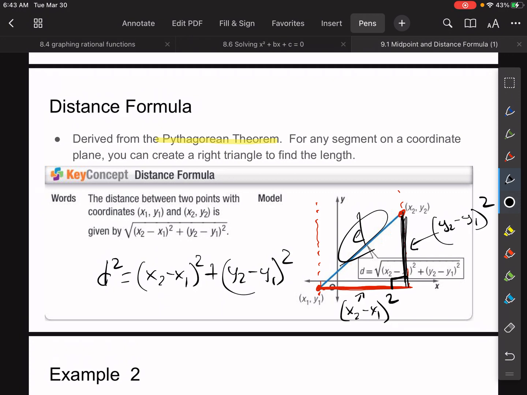So if I want to know what the actual distance is, I can take the square root of both sides, and there you have it. That is the distance formula right there. That's where it comes from. So here's the distance formula: it's the change in x squared plus the change in y squared. Take the square root, and that'll give you the distance.